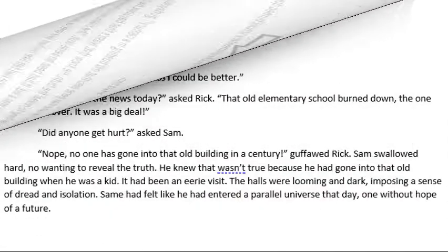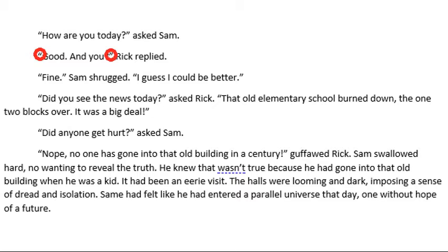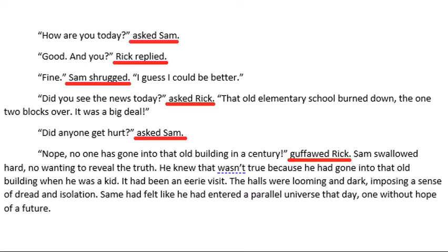A line of dialogue should always be closed inside quotation marks, and the punctuation of the sentence should be closed inside of the quotation marks as well. However, dialogue tags, which is when you clarify who is speaking, should follow the closing quotation mark.